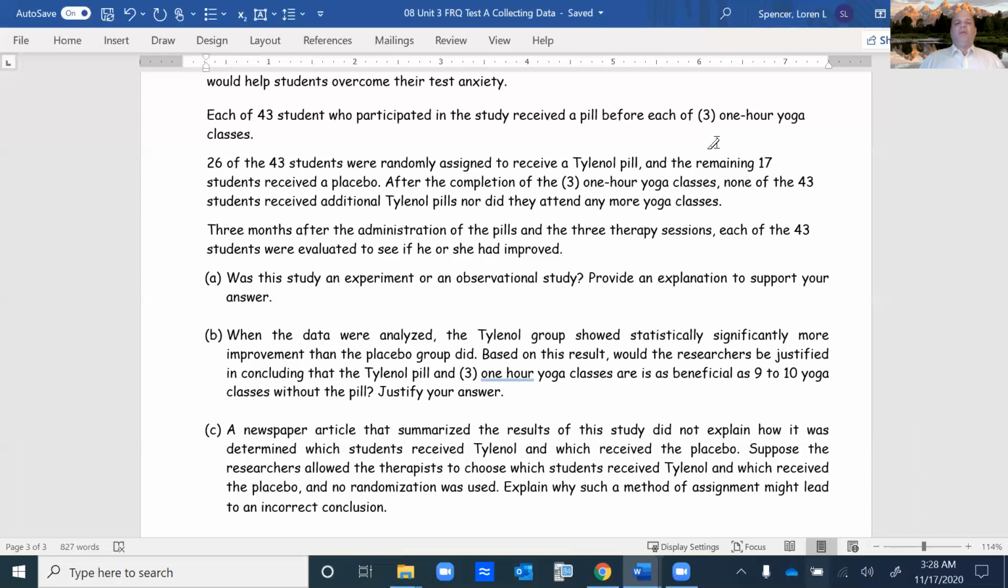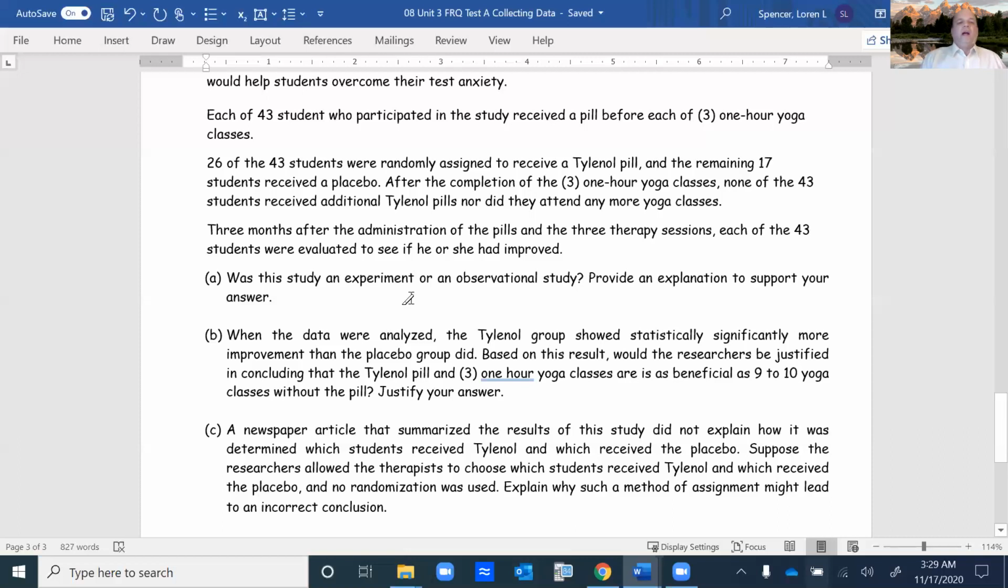Was the study an experiment or an observational study? Provide an explanation to support your answer. All right, so the primary thing that you have to say to be an experiment is that treatments had to be randomly assigned. In this case, treatments were randomly assigned to the 2 groups, one receiving a placebo pill and 3 hours of yoga class, and the other 26 receiving a Tylenol pill and 3 hours of yoga class. So treatments were randomly assigned, so this is an experiment.